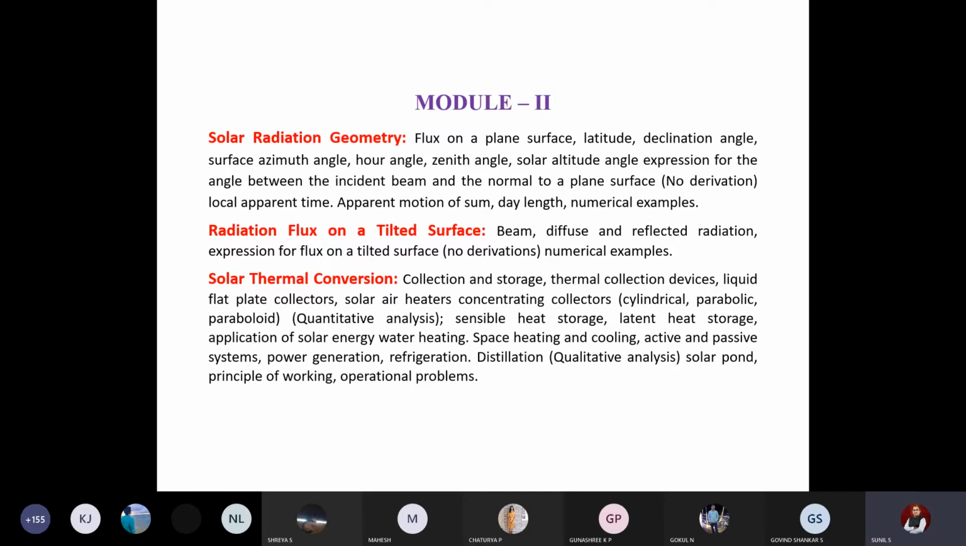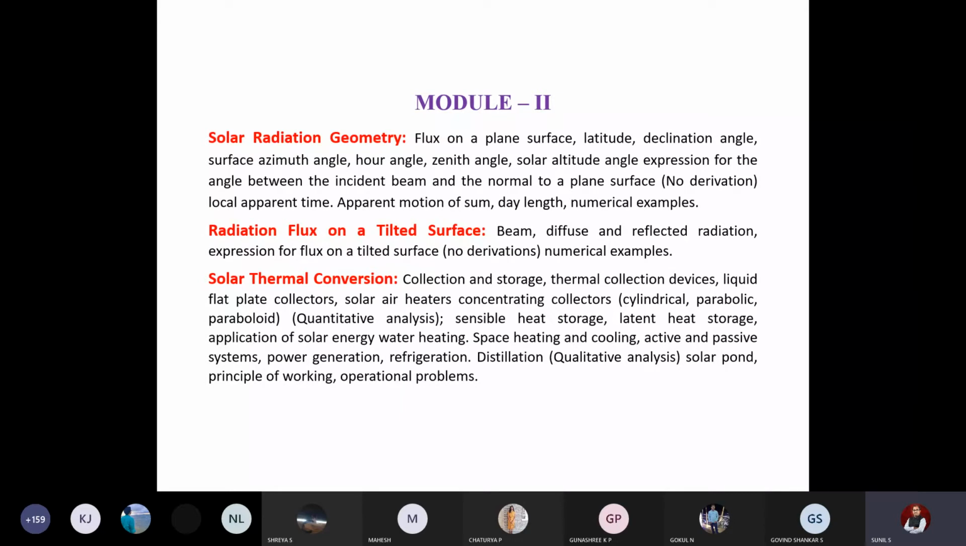And in part 3 of module 2, we have to discuss some of the thermal collection devices. What do you mean by thermal collection devices? They are the solar collectors, different types of collectors, and their working principles we have to study. And after that, we have to study some of the applications of solar energy, like space heating, cooling, power generation, refrigeration, distillation, solar pond, etc. With simple sketches, we have to discuss.